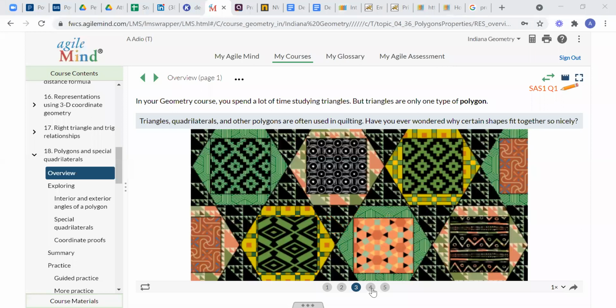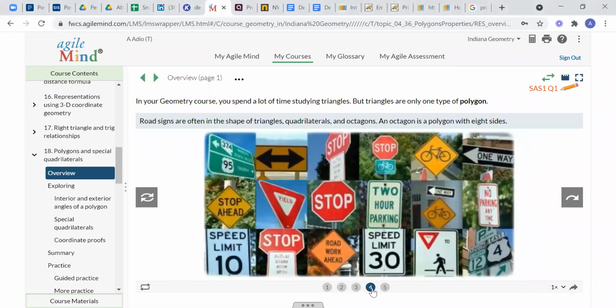And then the next one, it's about different road signs. They are made up of different shapes. As you can see, the stop sign is eight-sided, so it's an octagon. And the yield sign is in triangular shape. Stop ahead too is, as you can see, the stop ahead. What kind of shape is this stop ahead?